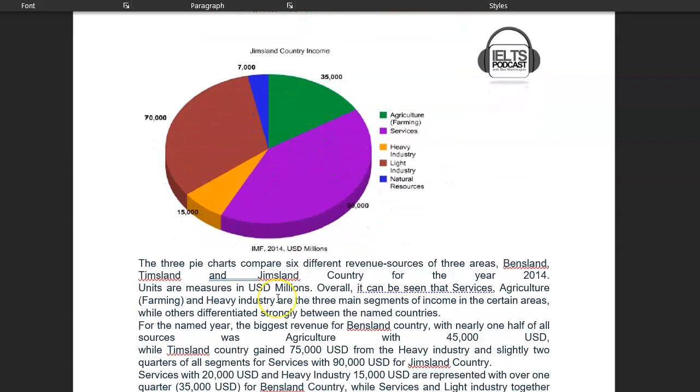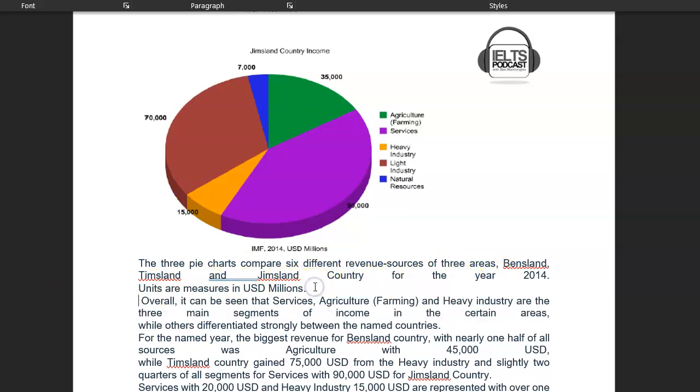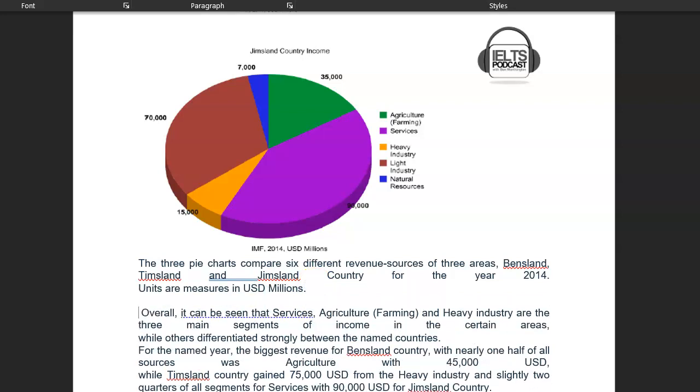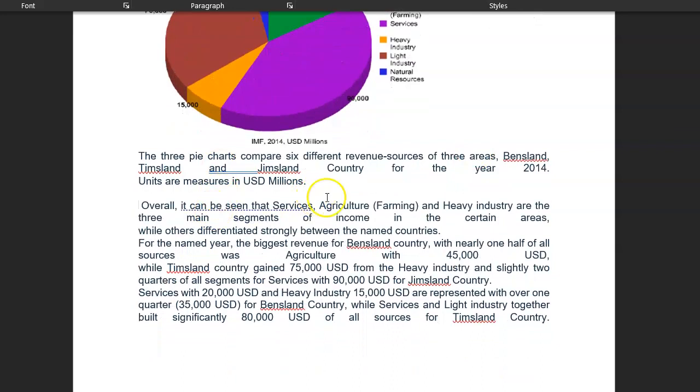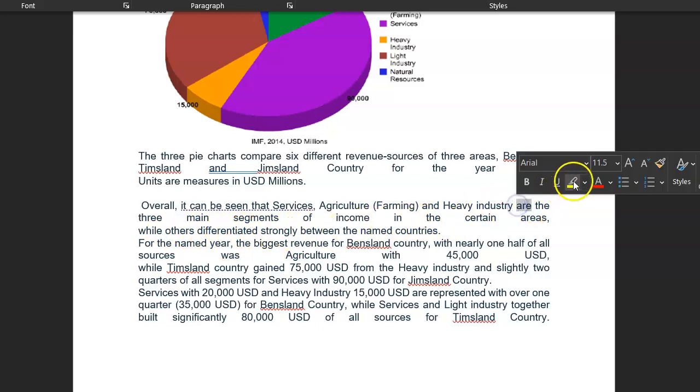Okay, 3 pie charts. Compare 6 different revenue sources for 3 areas for the year 2014. Units measured in dollars. Okay, and then just do that, because when I copy paste, it doesn't work so well. Overall, it can be seen that services, agriculture, the 3 main areas of income in certain areas, while others differentiate strongly between the name. Good. I would just simply put that in the past tense there because you're dealing with 2014.